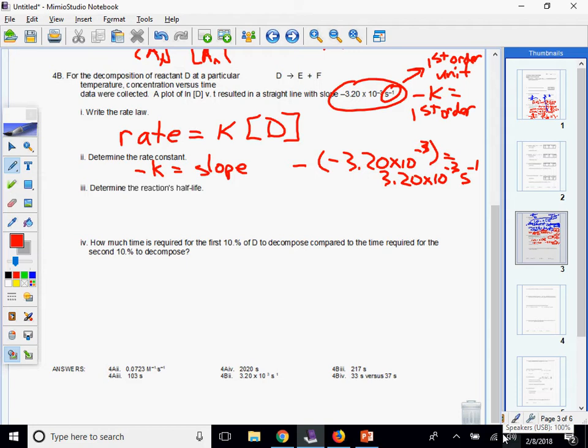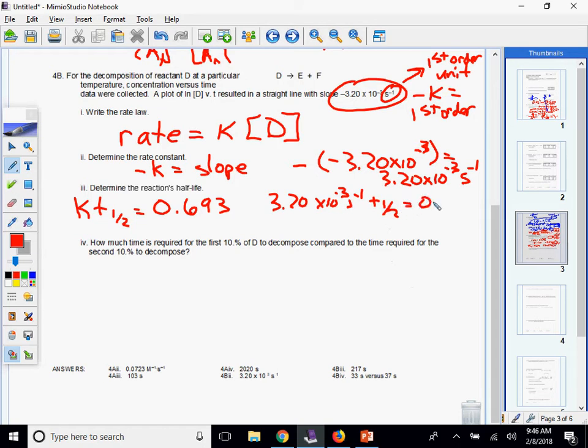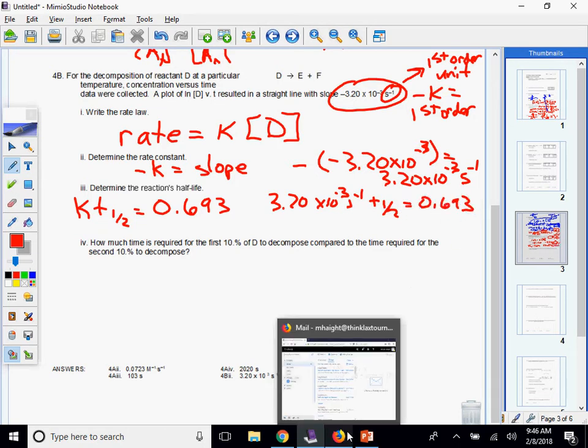All right, determine the reaction's half-life. What is the equation we're going to use for that? All right, so we have a K value. We need to solve for t 1/2, so we're going to plug this in. 3.20 times 10 to the negative third, S to the minus 1, times t 1/2 equals 0.693. Okay, so divide each side, get the half. Anybody have an answer? 217. All right, get rid of that.